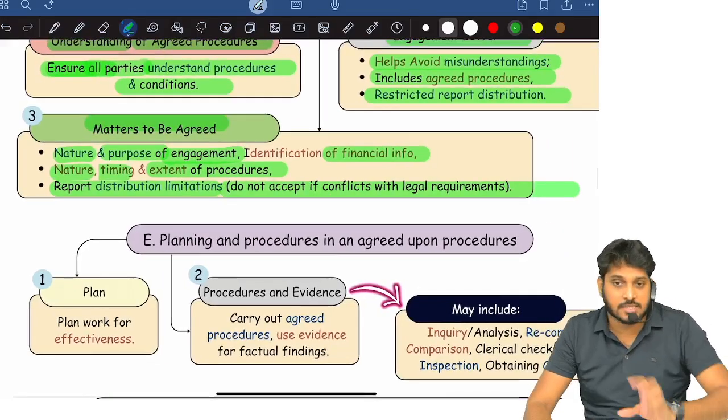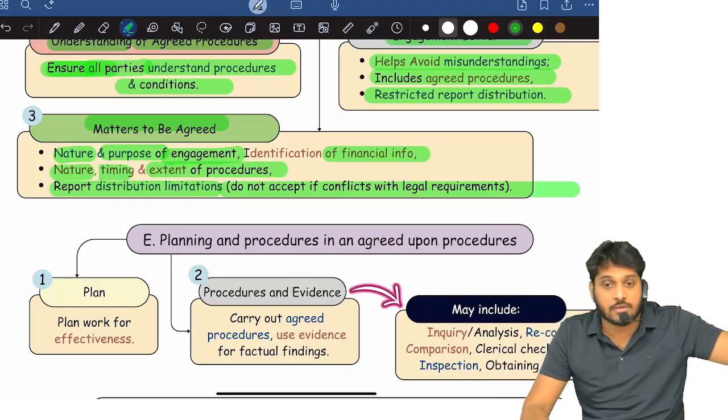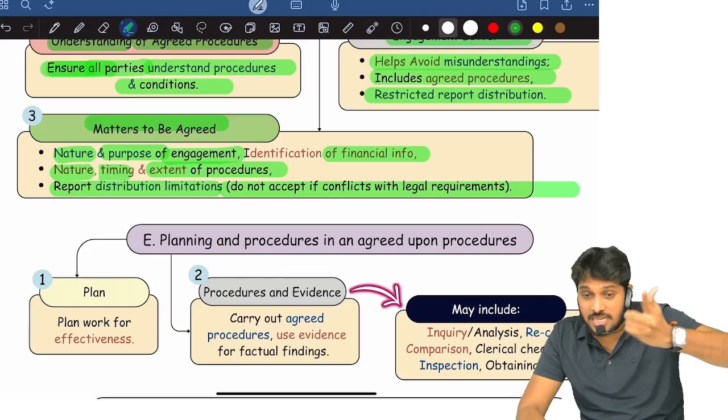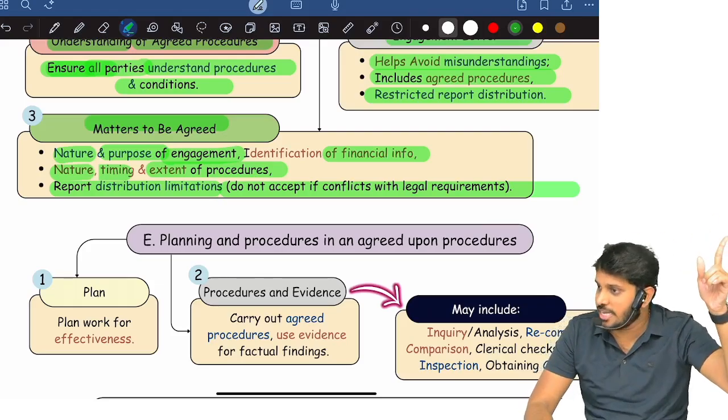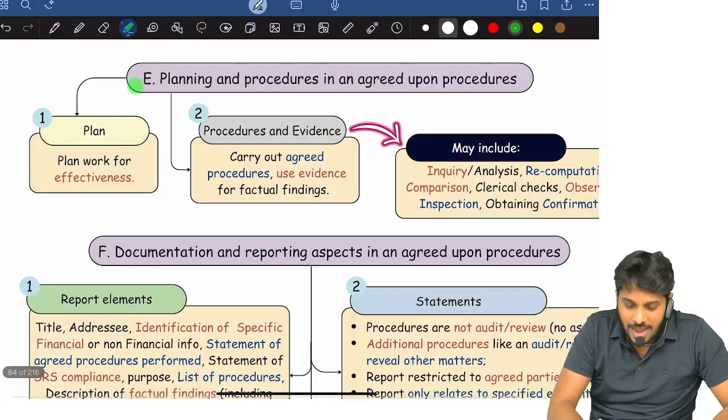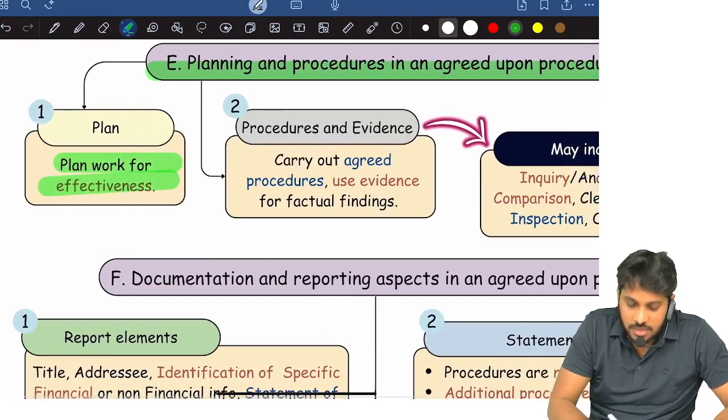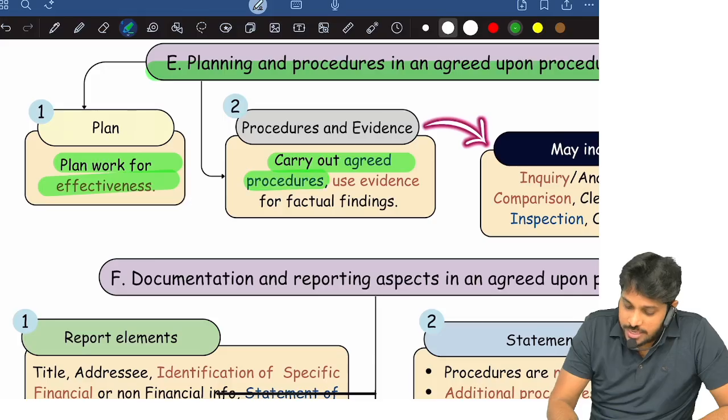Suppose a company is asking you to perform agreed upon procedures because of a requirement in law, then see that the terms and conditions are in accordance with the legal requirement. Planning agreed upon procedures: plan the work for effectiveness. Carry out agreed procedures: use evidence for factual findings.